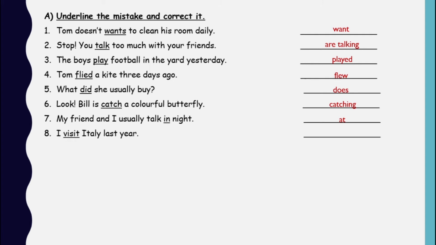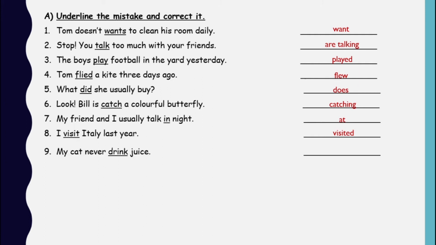Number 8. I visited Italy last year. Huh. Keywords, keywords. Yes, it's last. Last here belongs to which tense? It's the past simple tense. Okay, let's have a look at the verb. Is the verb here in the past simple tense? No. So you have to add the endings ed or d or ied. Here we're going to add the ed ending. So it's going to be I visited Italy last year.